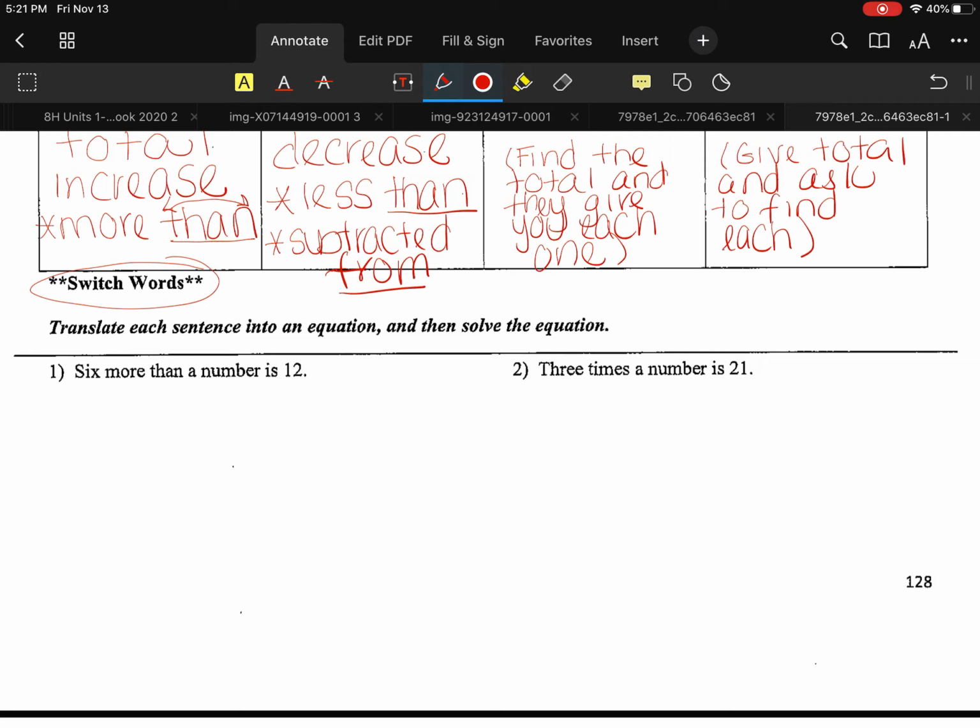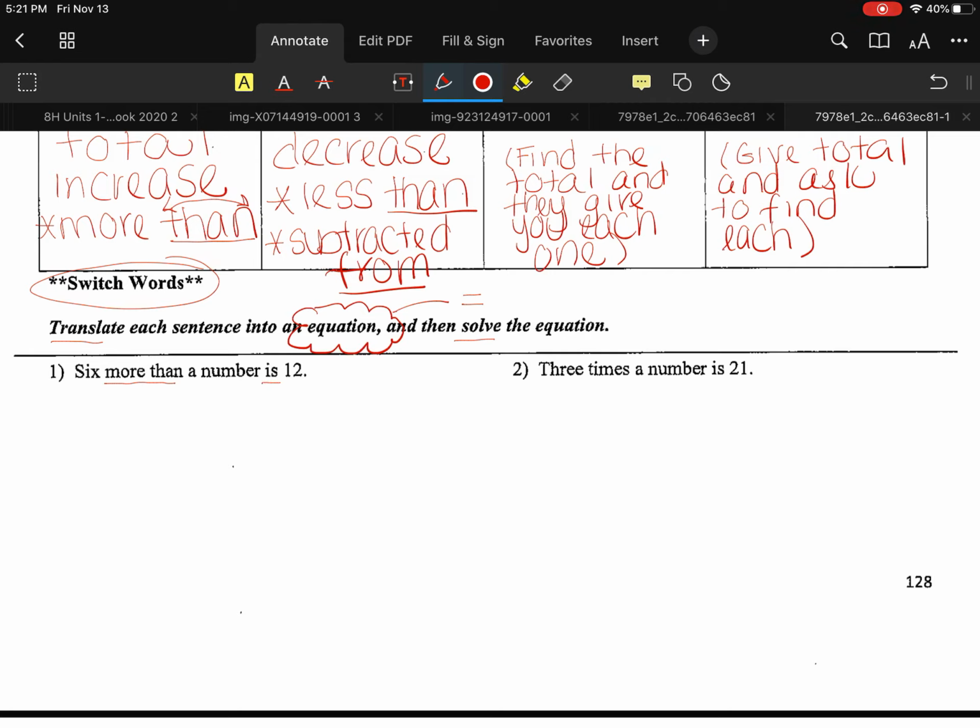So again, switch words are starred in our chart, so we want to pay extra attention to those. Translate each sentence into an equation. So last unit it said expression. Because this specifically says equation, we want to make sure we have an equal sign. If it said expression, we would not have an equal sign. Not only do they want us to translate each sentence into an equation, they then want us to solve the equation. So sometimes they might just want you to translate. In this case, they want us to translate and solve.